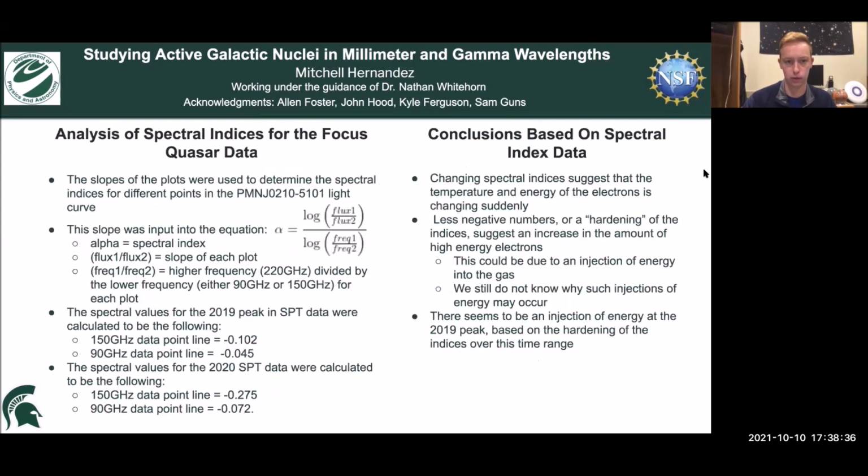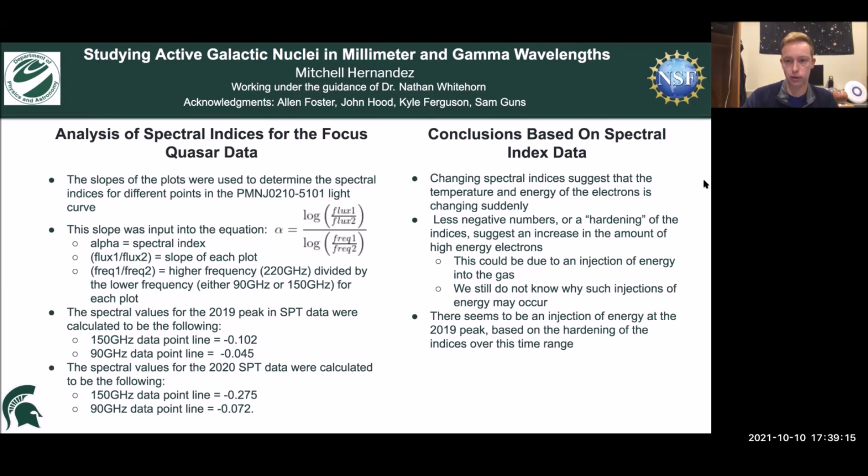So I did this because the slope of this graph can be used in this equation right here. So in this equation, alpha is the spectral index of the source at that time. Flux 1 over flux 2 is the slope of the plot, and then the frequency 1 over frequency 2 would be 220 gigahertz divided by the lower frequency, either 90 or 150, depending on which plot I was looking at. So using this equation, I was able to determine spectral values for the 2019 and 2020 data. So for 2019, I got negative 0.1 and negative 0.045 for the 150 and 90 gigahertz data. And then this changed to negative 0.2 and negative 0.07 for 220.